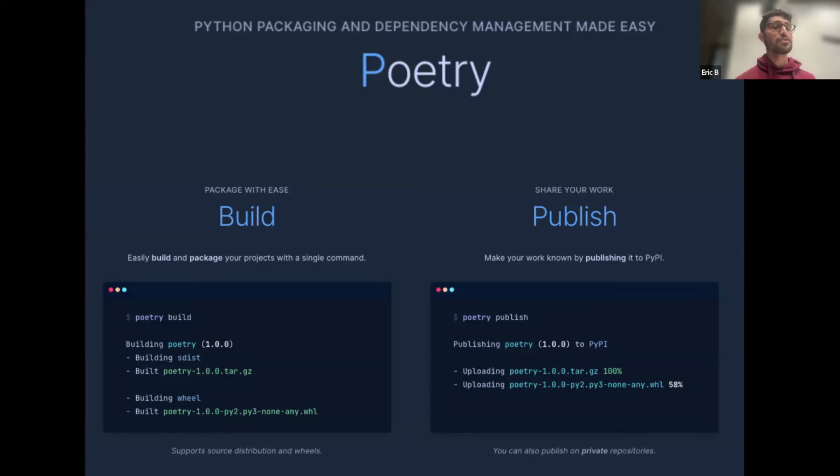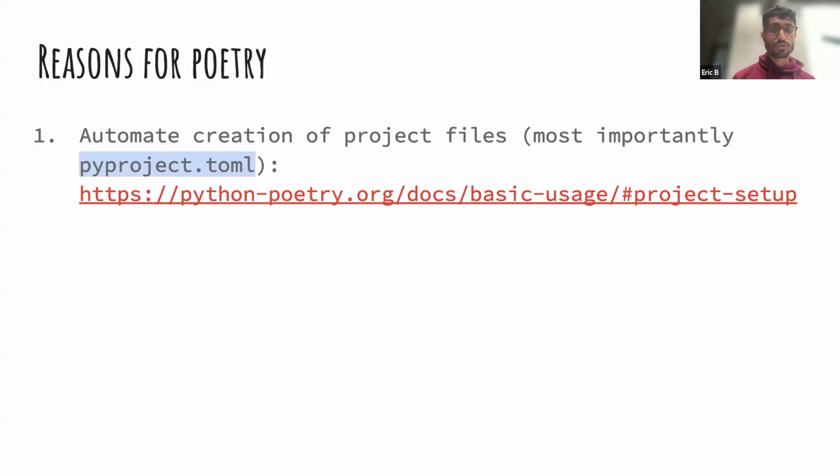Let's say when you're ready to share your code with someone else. Those two steps are building your package, into something that you would pip install like NumPy or SciPy, and then publishing that package as well. So for example, if you want to put it on the PyPI server, or let's say a private server of Python packages, you can publish it to this. So some reasons for Poetry.